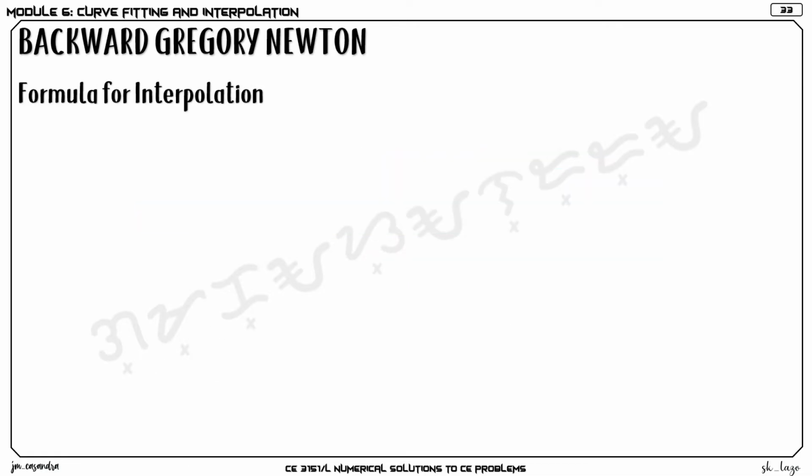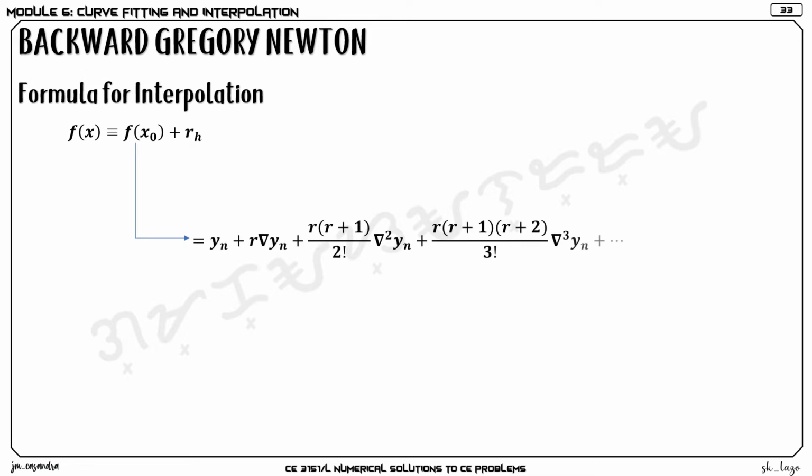The formula for the interpolation of backward Gregory-Newton would be similar to that of forward Gregory-Newton method. That is, the function of x is identical to the function of x sub o plus r sub h, wherein this equation would now be written as y sub n plus r times nabla y sub n plus r times (r plus 1) all over 2 factorial times nabla squared y sub n plus r times (r plus 1)(r plus 2) all over 3 factorial times nabla cube y sub n.